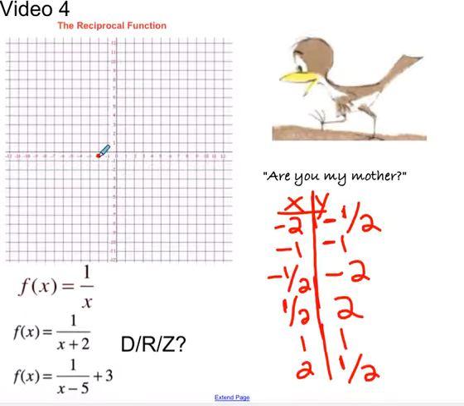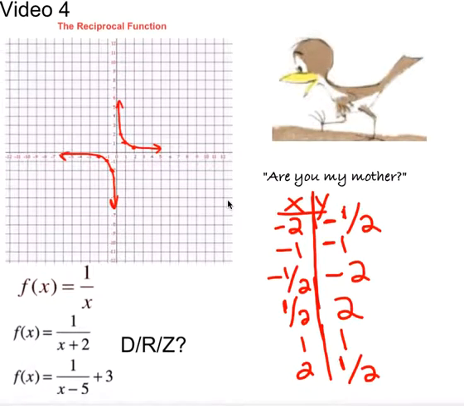So -2, -1, -1/2, 1/2, and 1, oops, and 2. And I can plot these together. It looks like this. Magic, right?